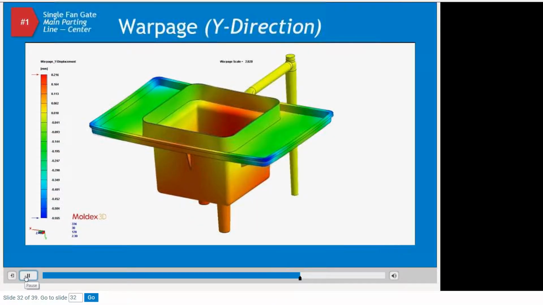This animation shows the Y direction warpage for the centered fan gate. All four corners are warping upward by about 0.55 millimeters, while the center is warping downward by about 0.21 millimeters.